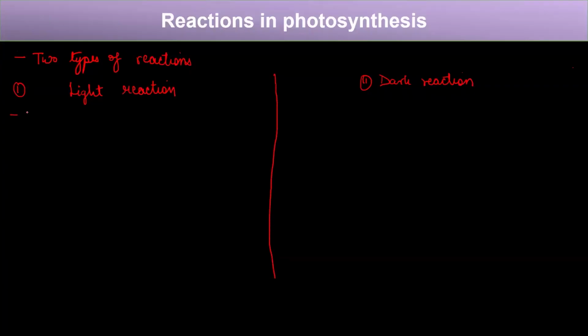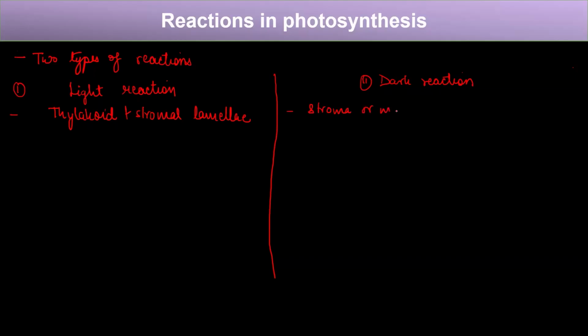Okay. Now, what is the difference between the light and dark reactions? Let's see. The first difference is the location. As we saw, the light reaction takes place in the thylakoid and stromal lamellae, while the dark reaction takes place in the stroma or the matrix.